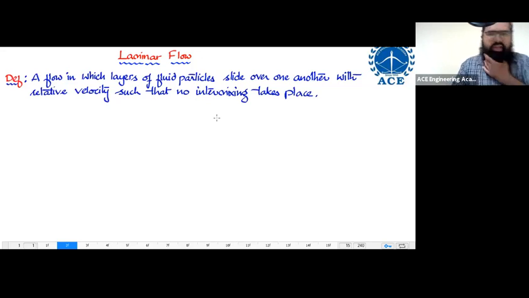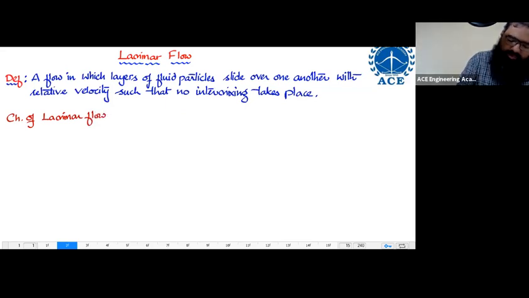After having seen the definition of laminar flow, the next thing we are going to discuss now are some characteristics of laminar flow. This is from where questions can appear probably in your IAS examination. So these are the characteristics of laminar flow. Let us look at the various characteristics of laminar flow.